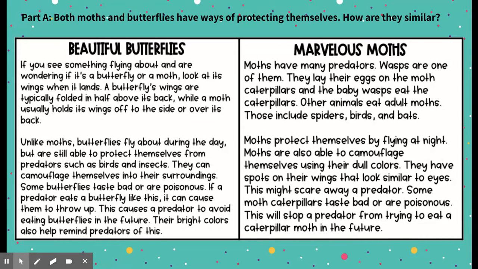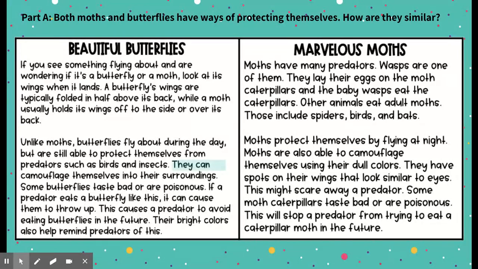Okay, let's read. It says, beautiful butterflies. If you see something flying about and are wondering if it's a butterfly or a moth, look at its wings when it lands. A butterfly's wings are typically folded in half above its back, while a moth usually holds its wings off to the side or over its back. Unlike moths, butterflies fly about during the day, but are still able to protect themselves from predators such as birds and insects. Ooh, I'm hearing about how they protect themselves.